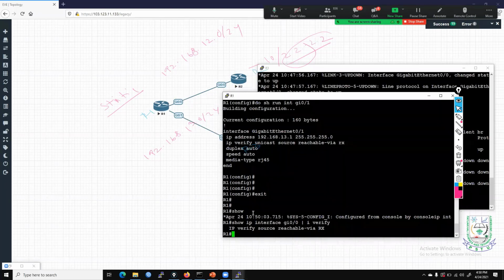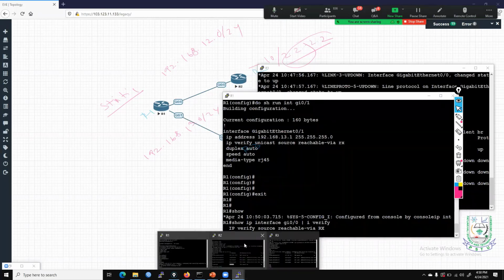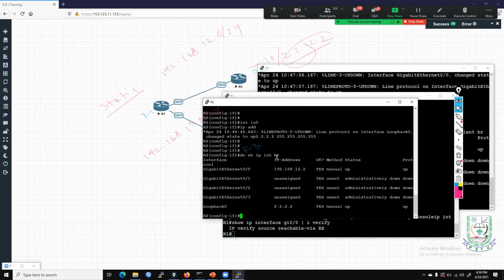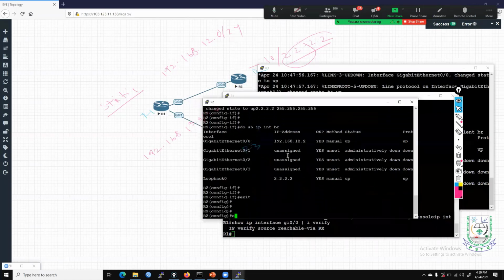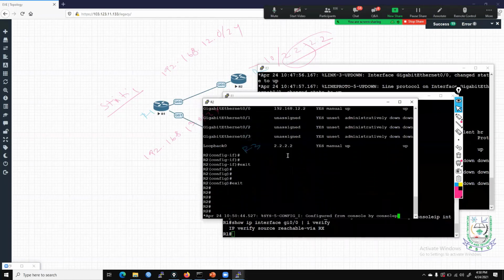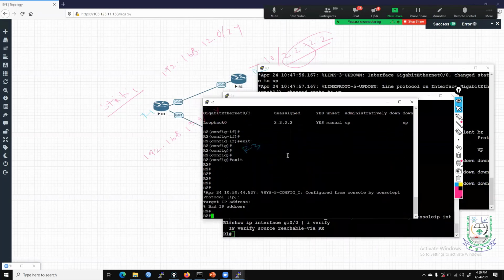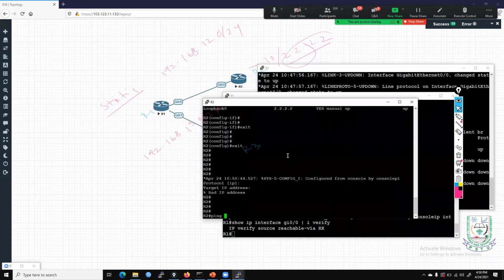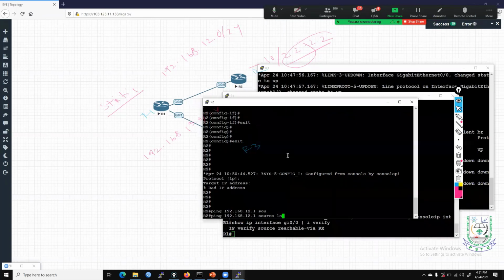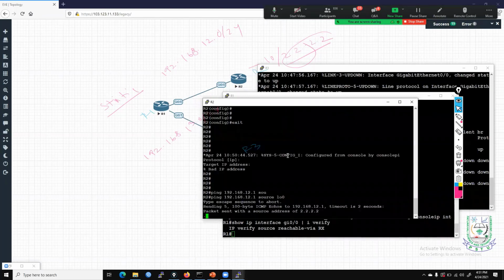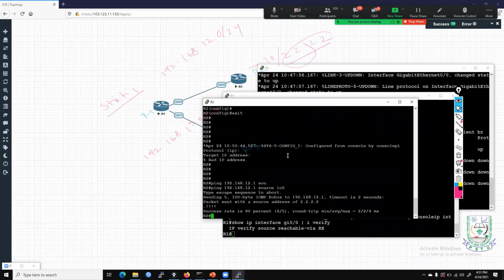Okay, now let's ping from R2 to R1 using the loopback interface. So see, if we ping 192.168.12.1, that is the R1 IP, using the source interface loopback 0, that will work. So the ping is getting a response, right? The ping is reachable. We are getting a response from 12.1.